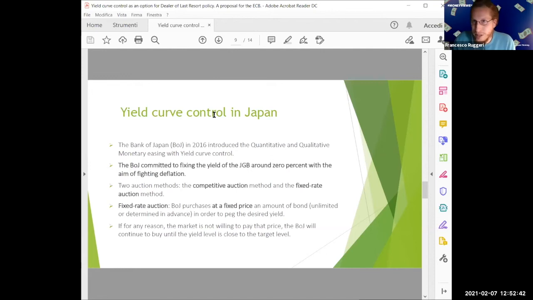So basically, once the auction starts, the central bank will say, okay, we are going to pay this price for an unlimited amount of purchases. And if for any reason the market is not willing to pay the price, the Bank of Japan will continue to buy until the yield level is close to the target. Now, the central bank creates basically a spread because the target is from 0.1 to 0.11, sorry. And so there is a little spread for deviation, which is very useful.